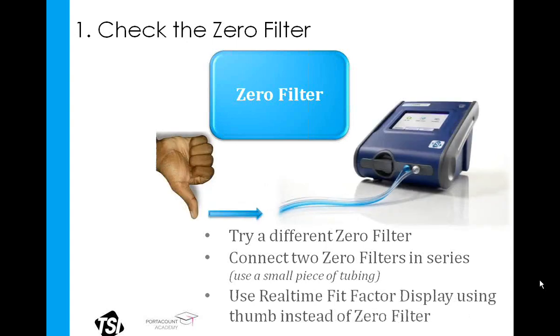You might also try using the real-time fit factor display by holding your thumb over the end of the clear tubing. Now, this is not recommended to do for too long or to do that often, as the pump internal to the PortaCount is not designed to pull a vacuum. But it can be used sometimes as a troubleshooting tool. Particles may get through a bad filter, but they certainly shouldn't be getting through your thumb. This would prove that the zero filters were bad if the unit saw no particles while blocked by your thumb. And we're going to see how this can be used later on.